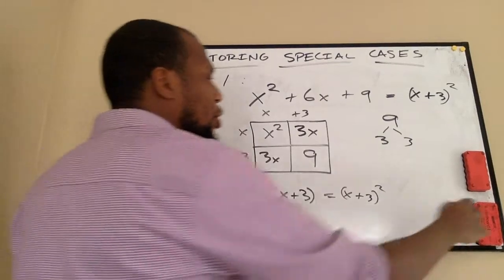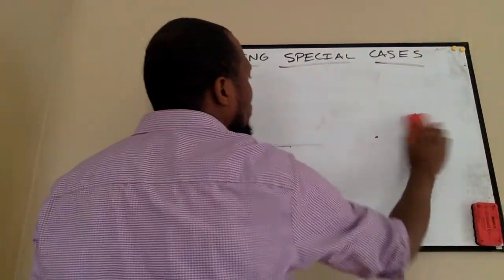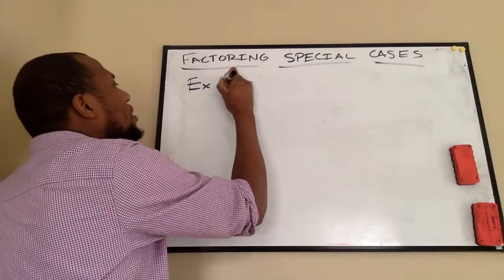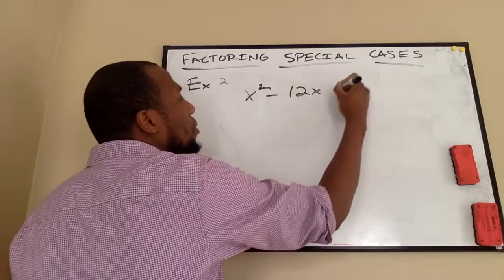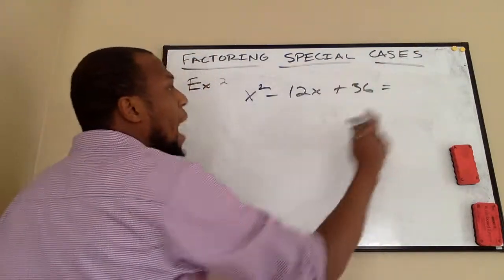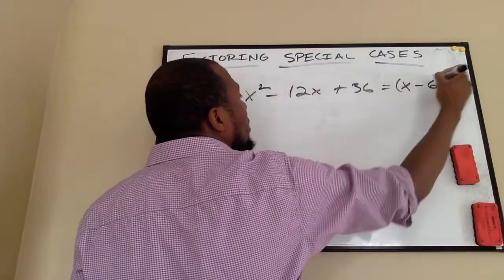Cool, let's look at example 2. We'll do it a little bit more quickly. In this case, we will have x squared minus 12x plus 36. Notice the pattern. You'll get that it factors out quickly to be x minus 6 squared.